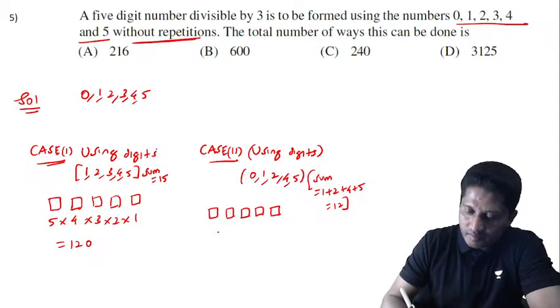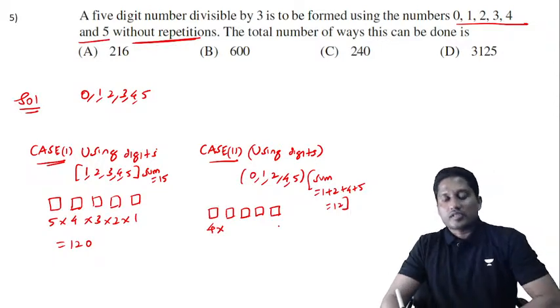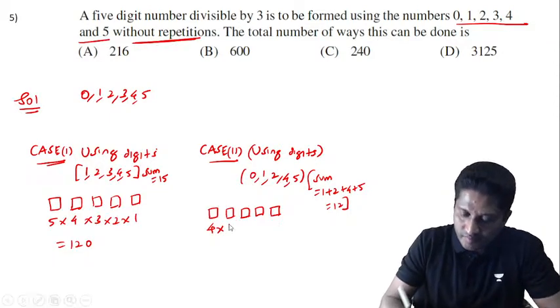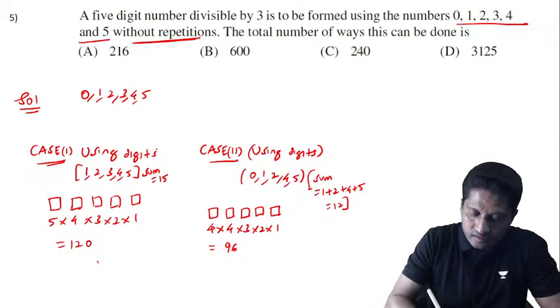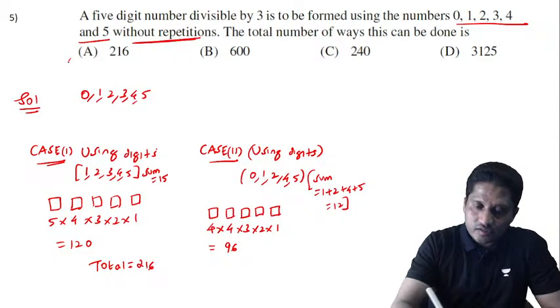Alright, now first place can be filled in 4 ways. 0 cannot be used in the next place. So this place can be filled in 4 ways. Okay, this is 3, this is 2, this is 1. You get 24 into 4 is 96. Total will be equal to 216. Right, answer is option A.